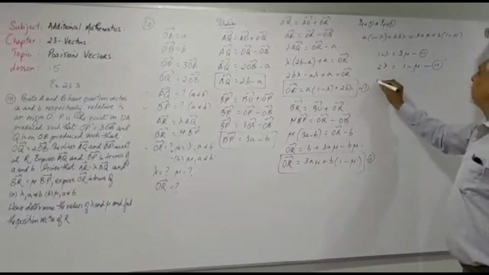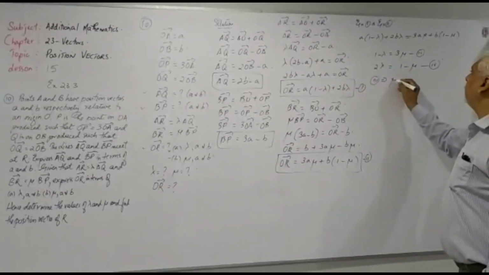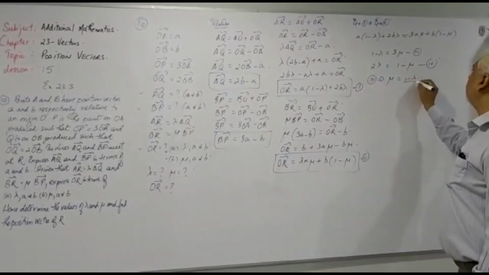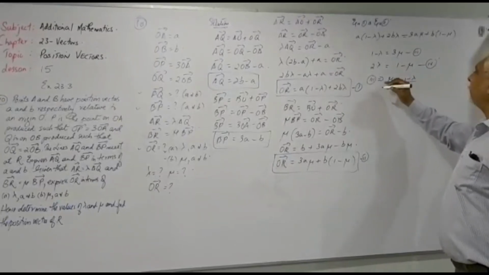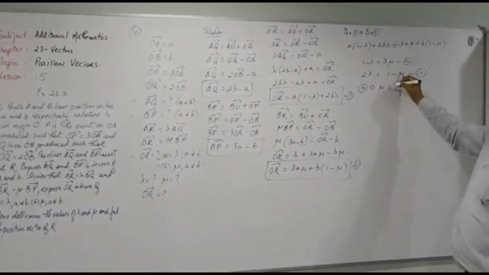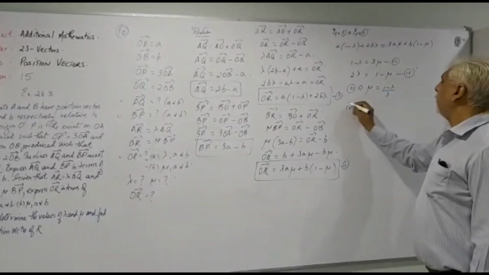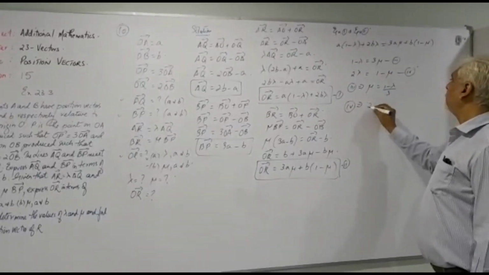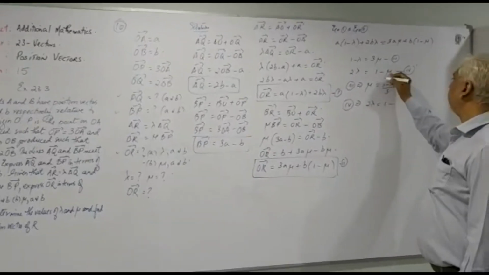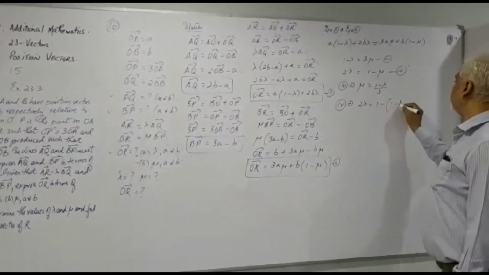So from equation number 3, I can calculate mu equals (1 minus lambda) upon 3. Now I will substitute the value of mu from equation 3 in equation 4. So equation 4 will now be 2 lambda equals 1 minus, in place of mu I am putting the value (1 minus lambda) upon 3.